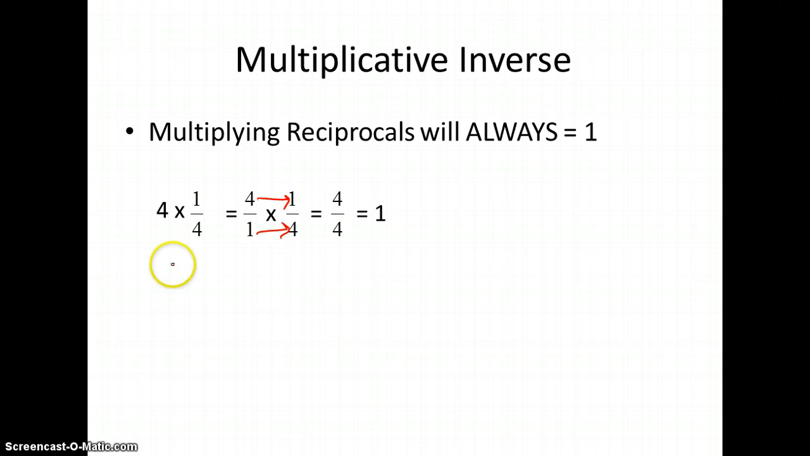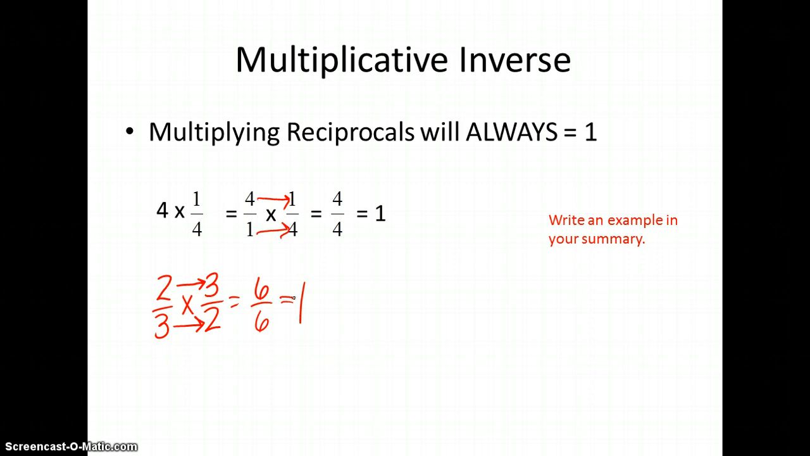Let's take a look at another example. 2/3 times its reciprocal, or its flip, 3/2. I multiply the numerators, then I multiply the denominators, and I get 6 over 6. And 6 over 6, or 6 divided by 6, equals 1. Now in your summaries, write an example of your own to illustrate the multiplicative inverse. Don't forget to circle or highlight it.